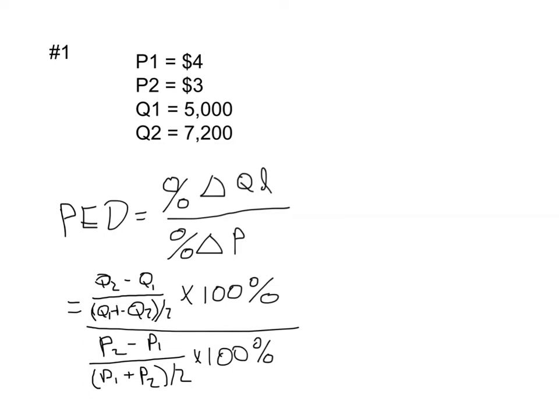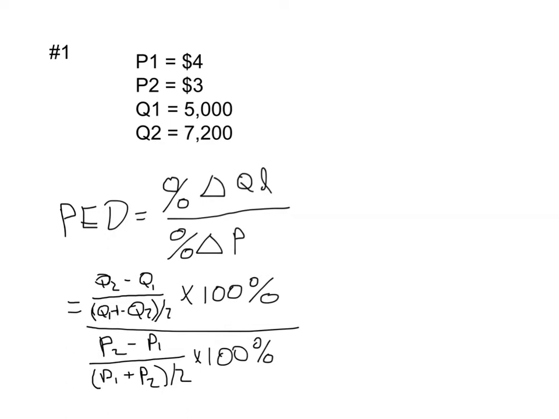The first question is: currently the price of peanut butter is $4 per 32-ounce jar, and the market is demanding a quantity of 5,000 jars per day. Price falls to $3 per 32-ounce jar, and the market now demands 7,200 jars per day. What is the price elasticity of demand?